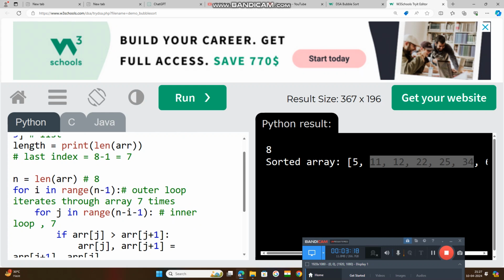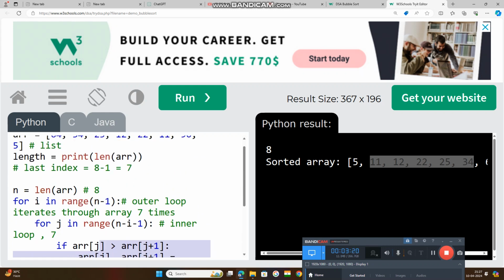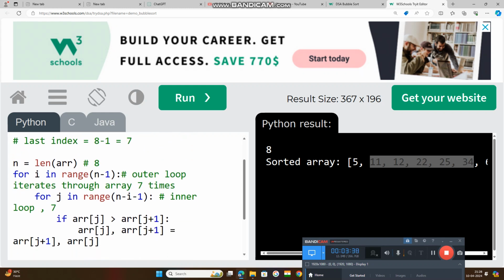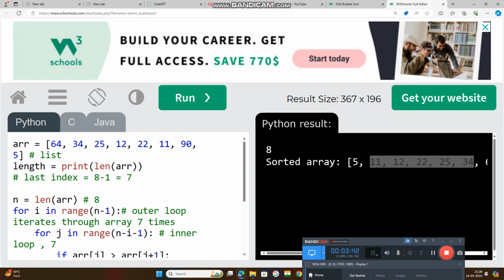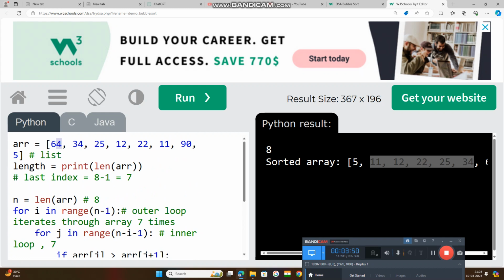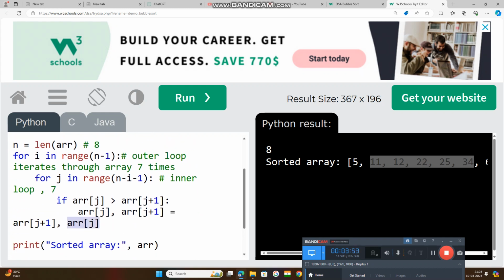Now whenever j means what? This value is j. If two values are taken, this is j and this is j plus 1. Now this value is 64. If it is greater than j plus 1, then the smallest value is moved to the first. This is j plus 1. So it is to be moved first and the next j value is to be kept next. As per this, okay.